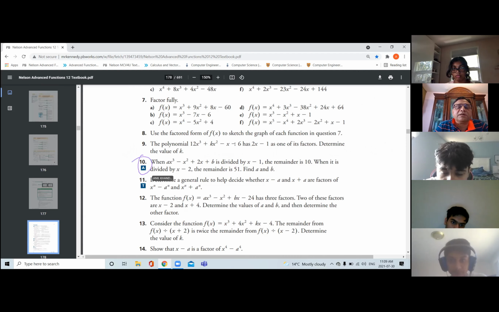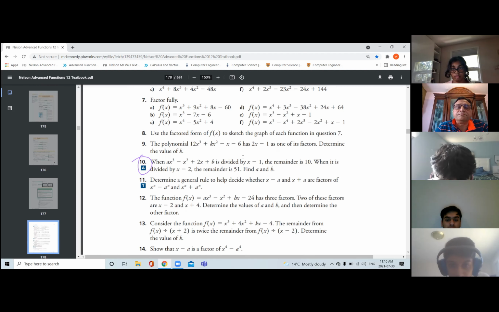Akshay, do question number 10. When ax cubed minus x squared plus 2x plus b is divided by x minus 1, the remainder is 10. When it is divided by x minus 2, the remainder is 51. Find a and b. How will you do it?